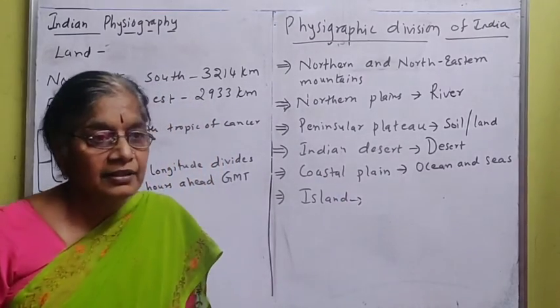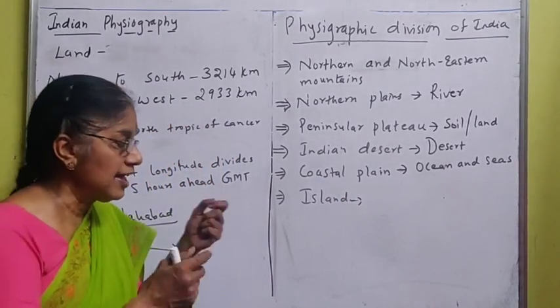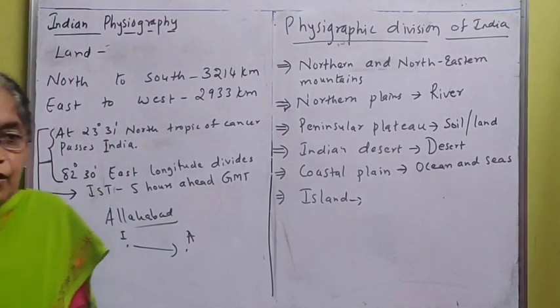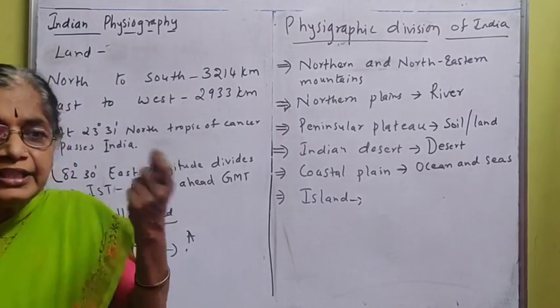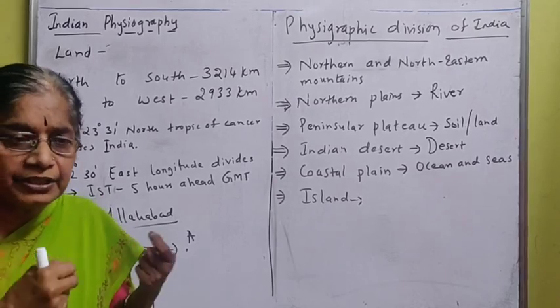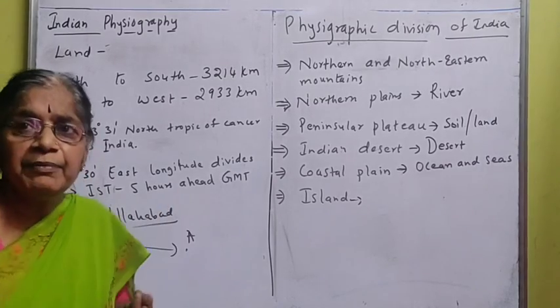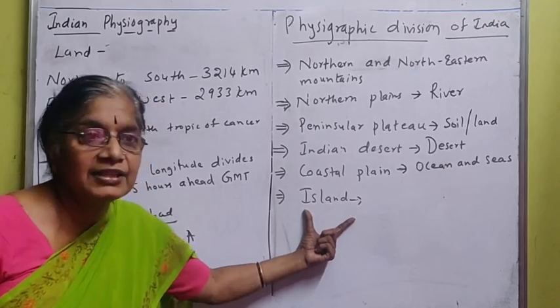And islands. India is a peninsular country, ma'am, how does it have islands? Yes, islands are there. The Andaman and Nicobar Islands, all these belong to India. They are the union territories. So they belong to India. So we have islands also.